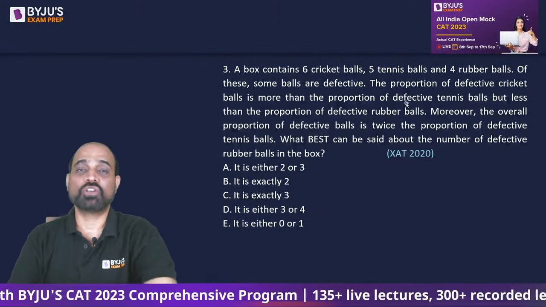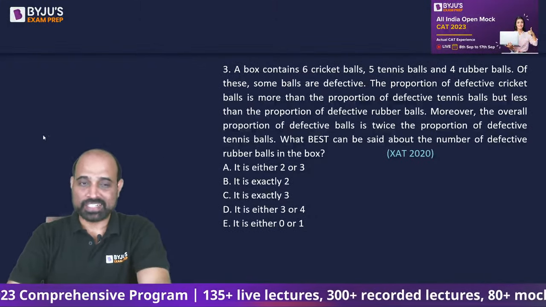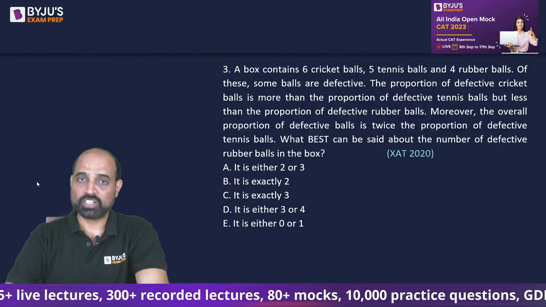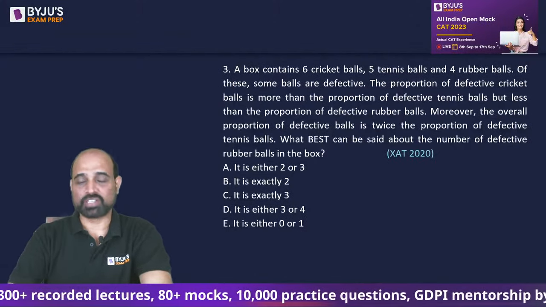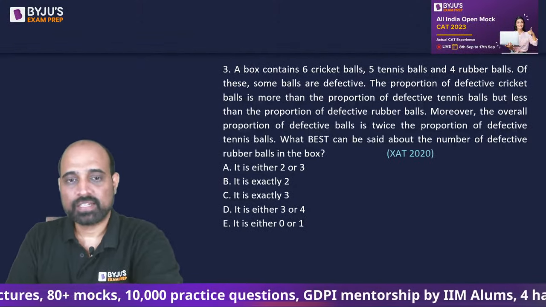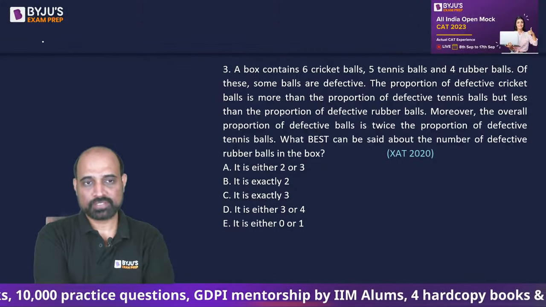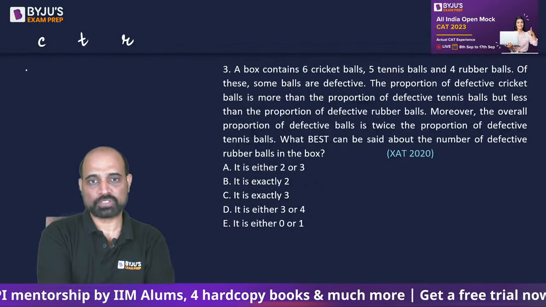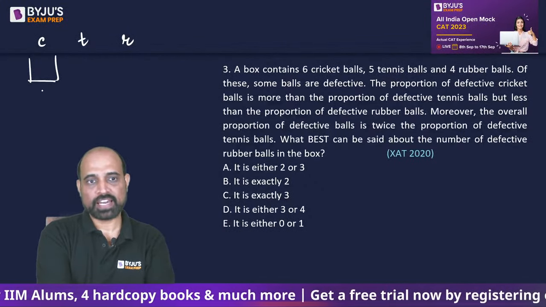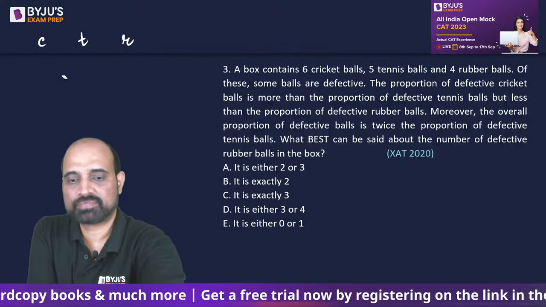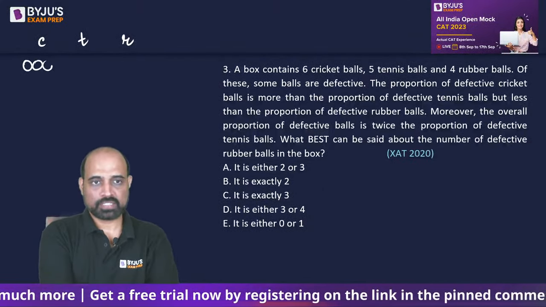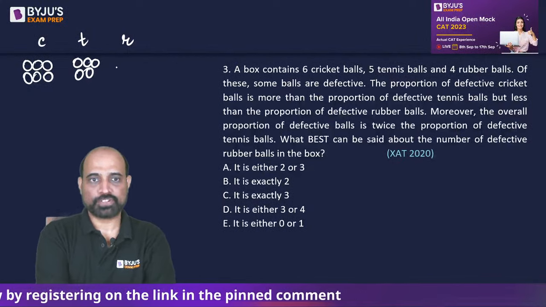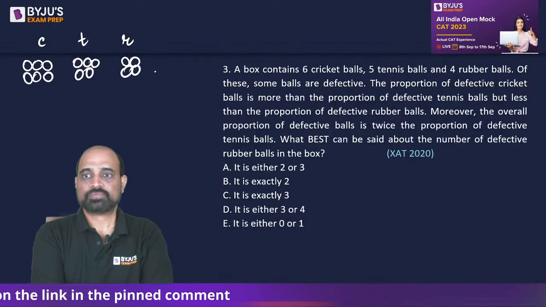So you can see that this question looks more like a probability type question, where, you know, it looks like a probability. It's not. It's basically a fraction based question. Okay. So we have cricket balls, and then we have got tennis balls, and then we have got rubber balls. The number of cricket balls we have is 6. मैं ये 6 ऐसे balls draw कर लेता हूँ. The number of tennis balls we have is 5, and the number of rubber balls we have is 4.